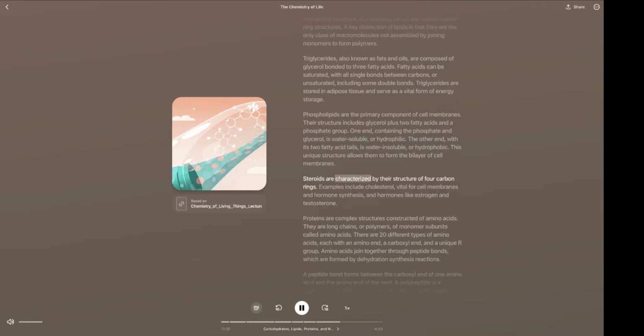Steroids are characterized by their 4 carbon rings. Examples include cholesterol, vital for cell membranes and hormone synthesis, and hormones like estrogen and testosterone.